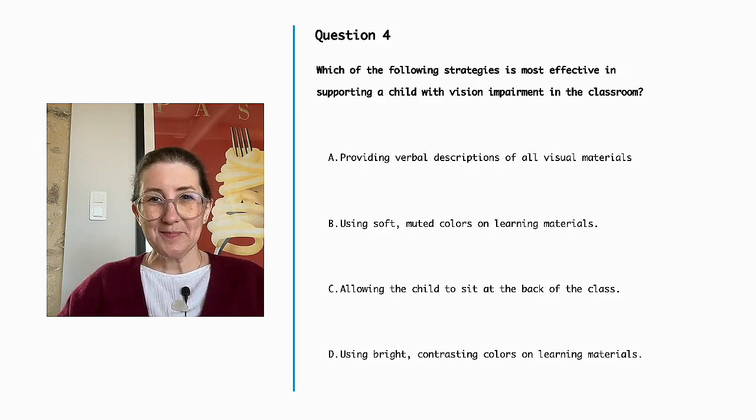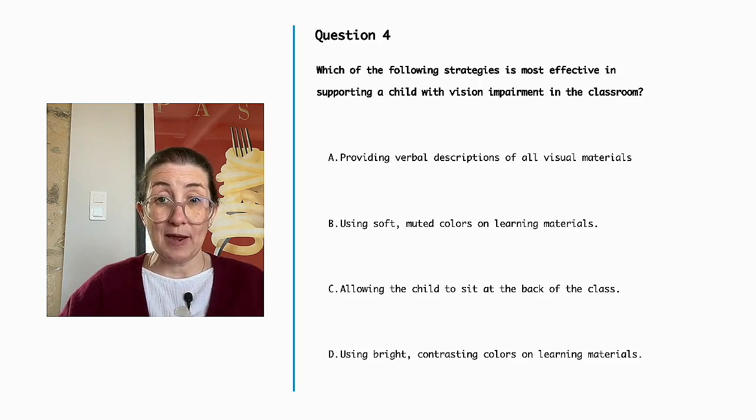Question number 4. Which of the following strategies is most effective in supporting a child with vision impairment in the classroom? Providing verbal descriptions of all visual materials, using soft, muted colors on learning materials, allowing the child to sit at the back of the class, or using bright, contrasting colors on learning materials?